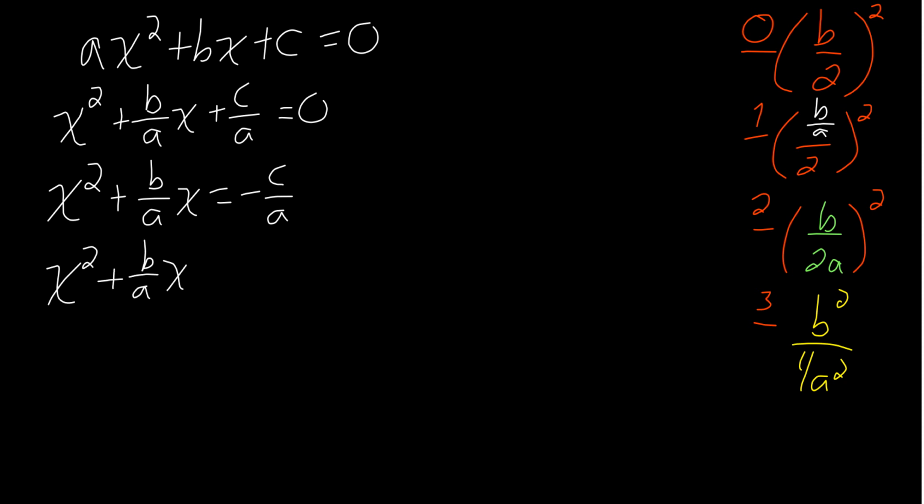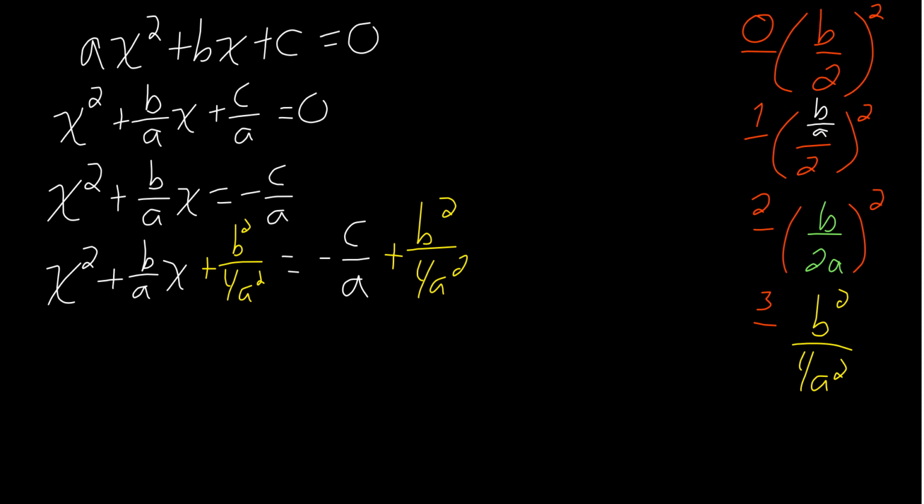And then plus b squared over 4a squared. And that's equal to a negative c over a, and then I also add that to the right side, right? So plus b squared over 4a squared. Okay, well, if you recall, step 2 over on the right in green, well, that's just what I plug in to make it a perfect square binomial.